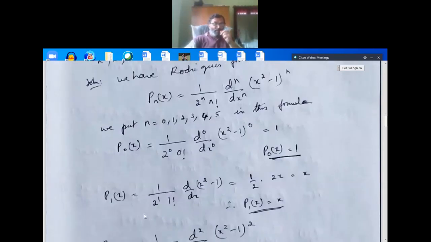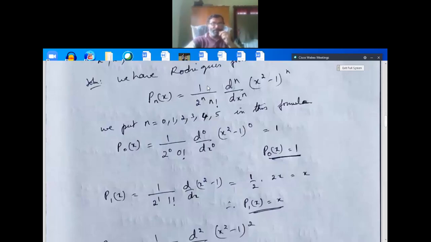Now P1 of x. So P1 of x is equal to 1 by 2 power 1 into 1 factorial d by dx of x squared minus 1. So here we understood why, because here we substitute P1 of x, put n equals 1.